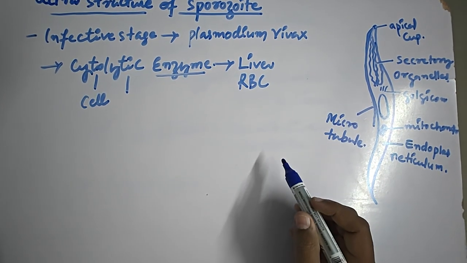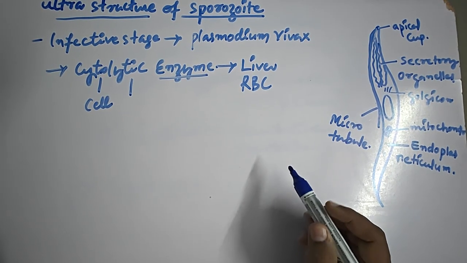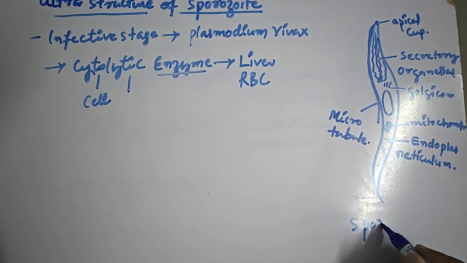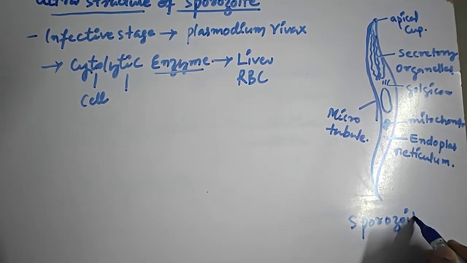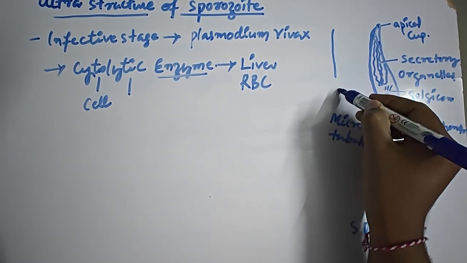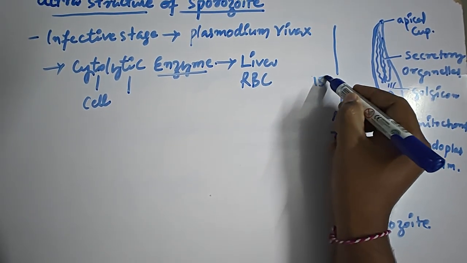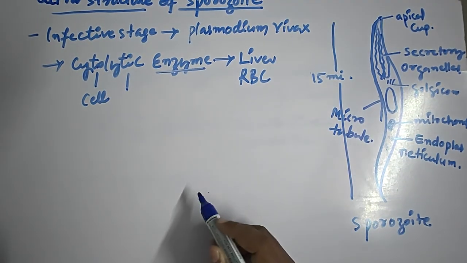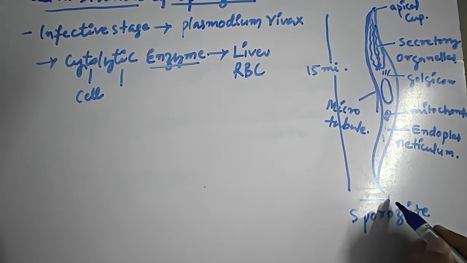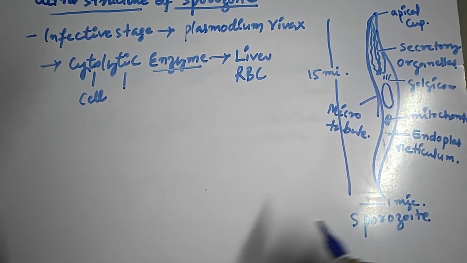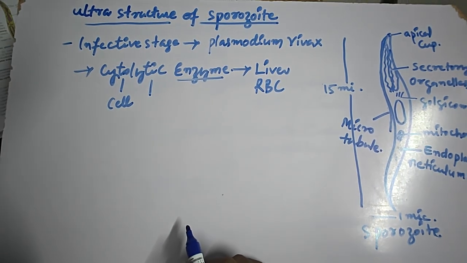Okay, so what is the length of this sporozoite? It is 15 microns in length and only 1 micron in width.